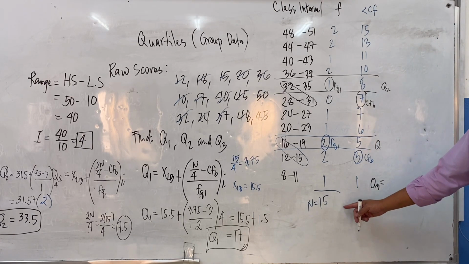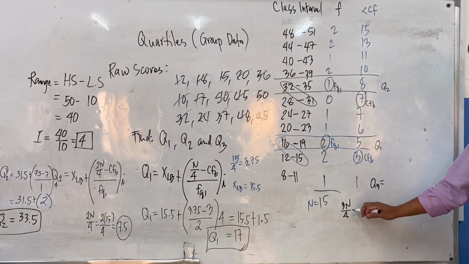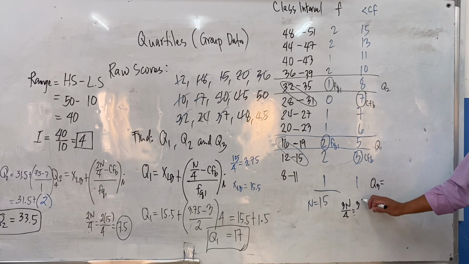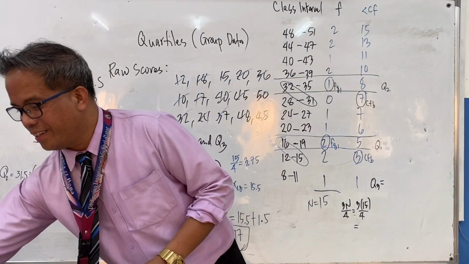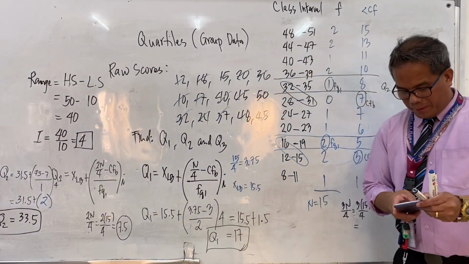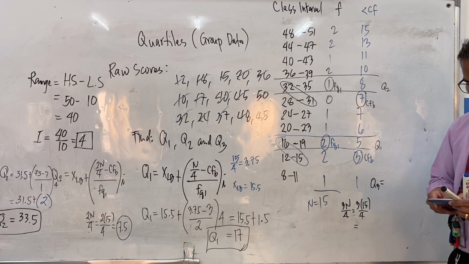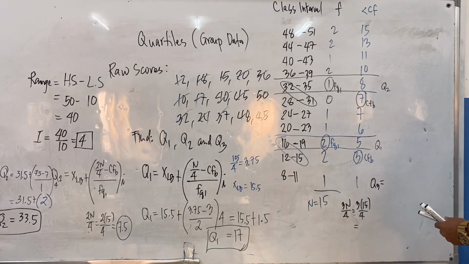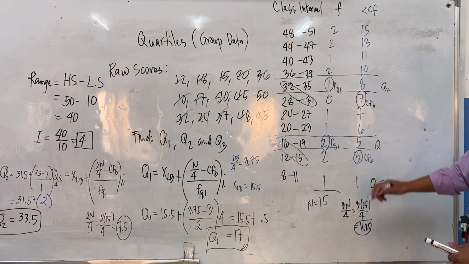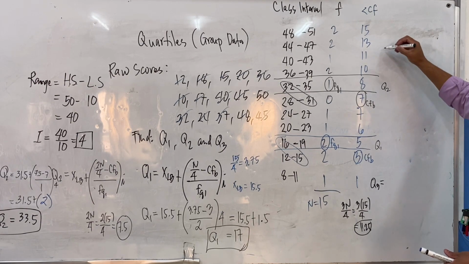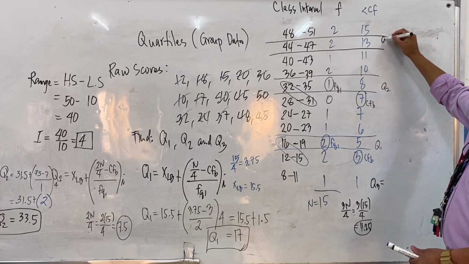we need to find first 3n over 4. Okay, so 3n over 4. So we have 3 times 15 over 4. So let us check what will be the answer. 3 times 15 divided by 4. So the answer is 11.25. So let us check. 11.25. So this is 11. So it's here. So this is the boundary of Q3.